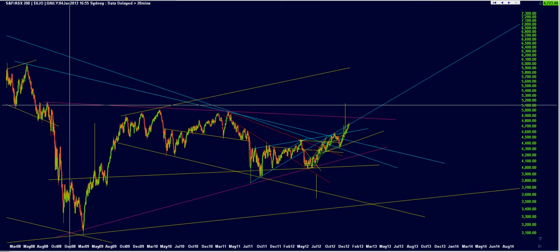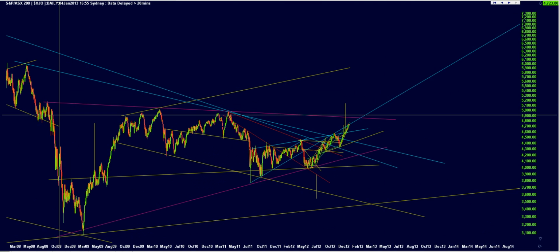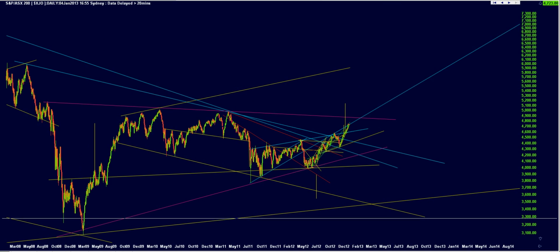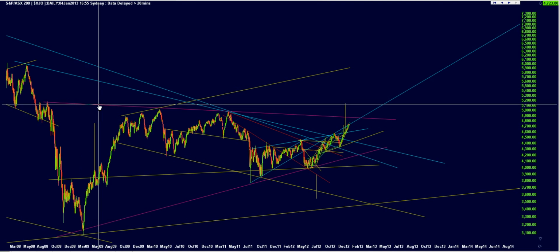I drew two new trend lines on the chart. This is a 5-year chart going all the way back to the financial crisis. As you can see though, the ASX200 is bound between this top line here and this bottom line here.